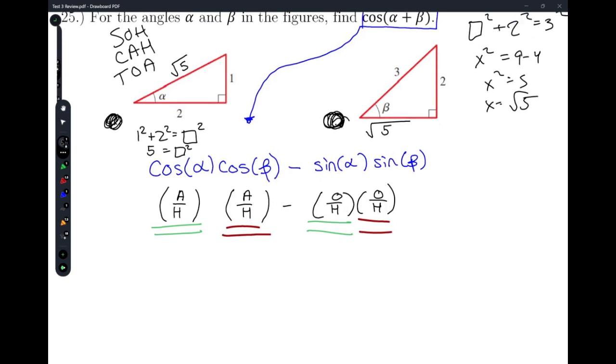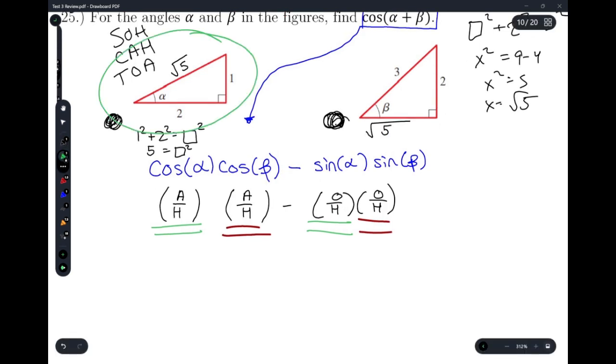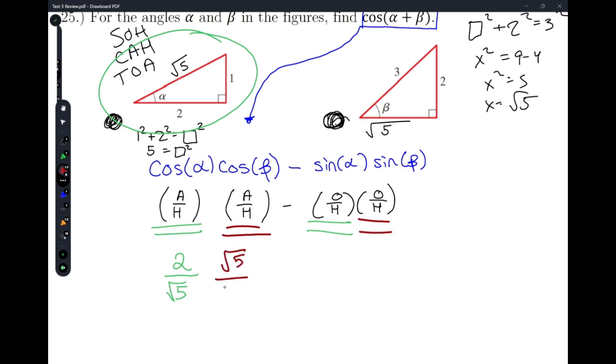So for the green triangle, what's adjacent over hypotenuse? 2 root 5. And for the red triangle, what's adjacent over hypotenuse? Now that's nice. Something happened in there that was pretty nice of the problem to make up for us.